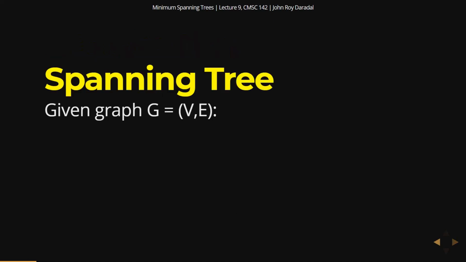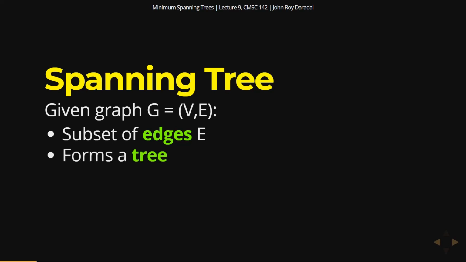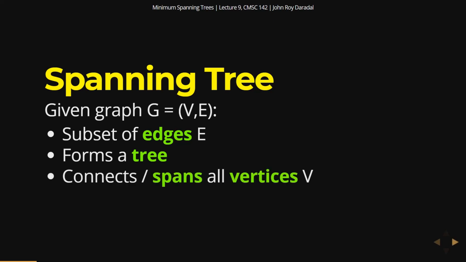Okay, so formally, for a spanning tree, if you're given a graph G with vertices V and edges E, the spanning tree is a subset of the edges E. Okay, so you pick some edges, so it's a subset, and those edges will form a tree, and those edges connect or span all the vertices V. So that is a spanning tree.